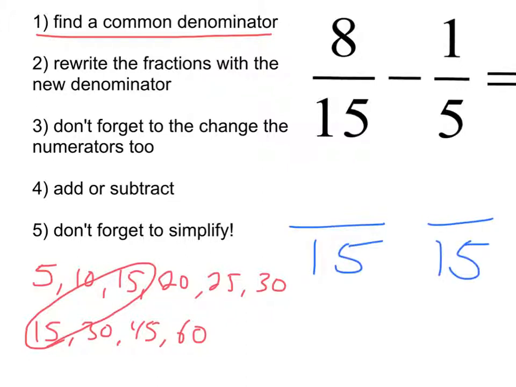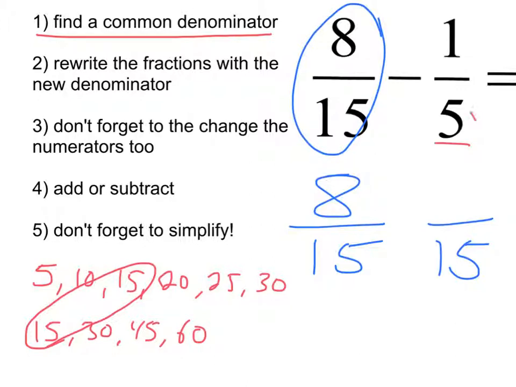So I want to rewrite each of my problems using my new denominator. For my first fraction here, 8/15, it already is broken up out of 15 pieces, so it's going to stay 8/15. For my 1/5, I need to change that denominator, so it's going to go from a 5 to a 15. So I ask myself, what did I do to that 5 to make it into the 15? Well, I multiply it times 3.